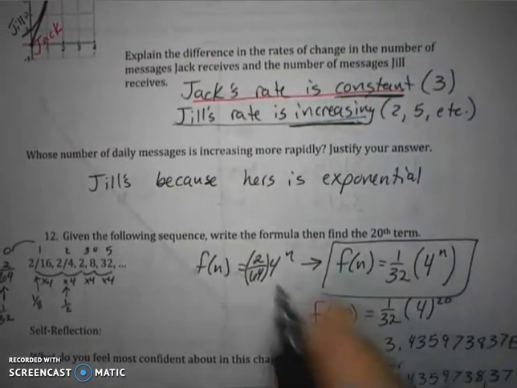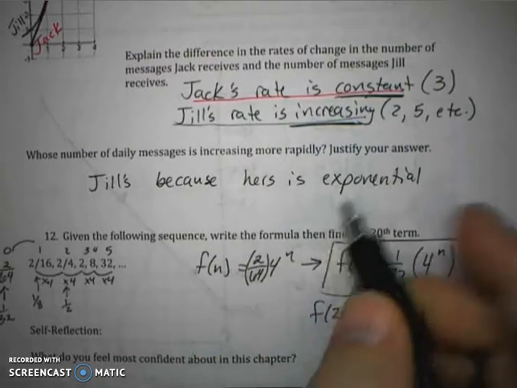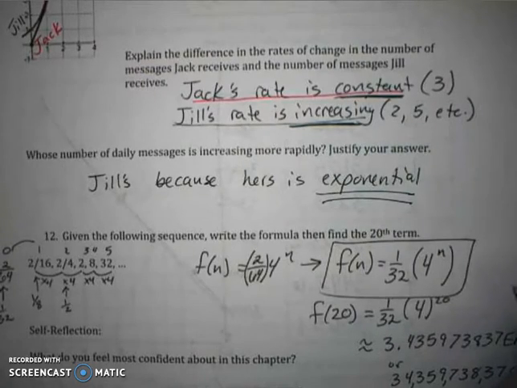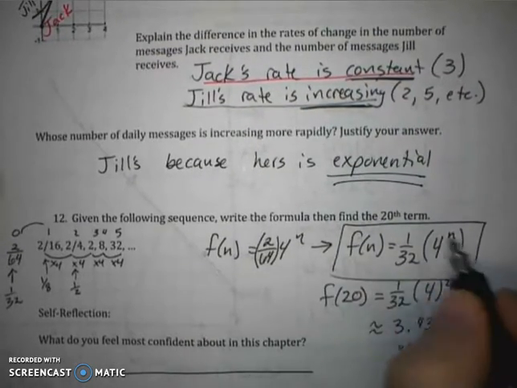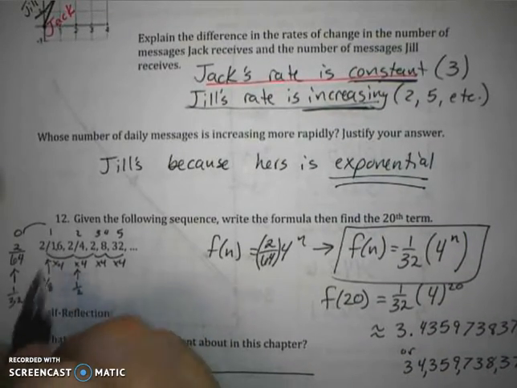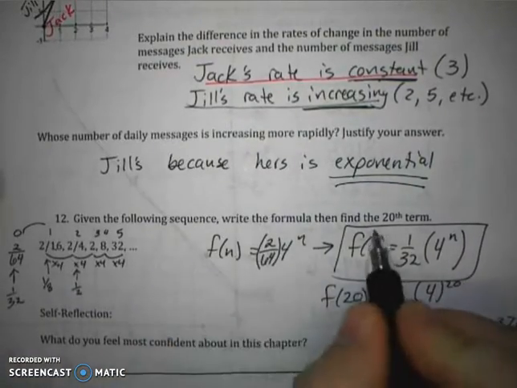Okay? Whose number of daily messages will increase more rapidly? That would have to be Jill, because hers is an exponential graph. All right, on number 12, this is the function we should get. Now, here's what I want you to realize. 2 over 16 can be reduced to 1 over 8. But to figure out your pattern, it is exponential.